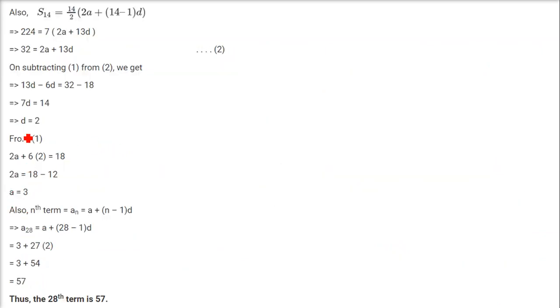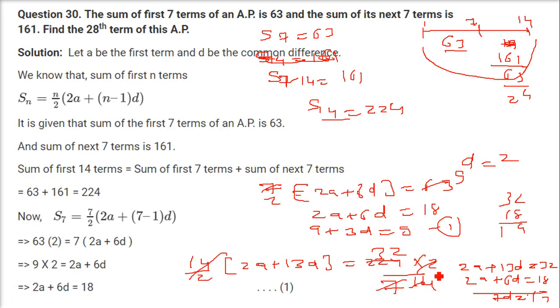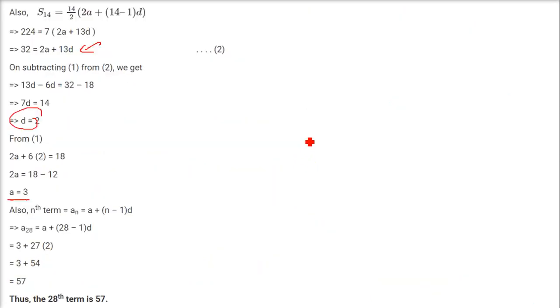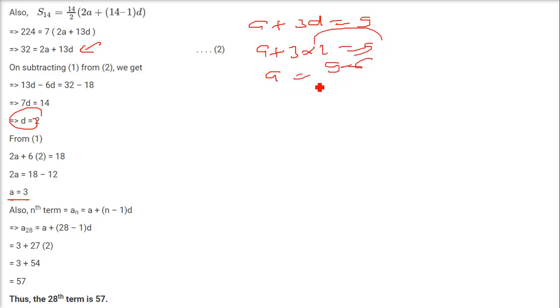So d is 2 and you can keep it in any of the equations. Say this one or the previous one, you get a equal to 3. I'm saying you can use this one, a plus 3d equal to 9. You just got d equal to 2. So a plus 3 into 2 equal to 9. a will be equal to 9 minus 6. So a is 3, right?